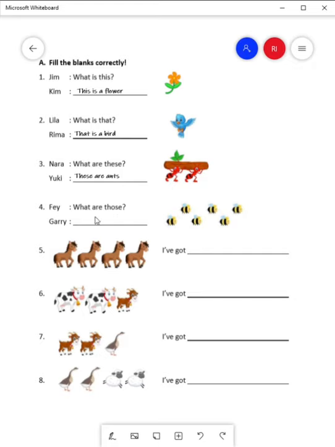Number 4, what are those? Those are this one. They are bees. So we have to write here, those are bees. Okay.